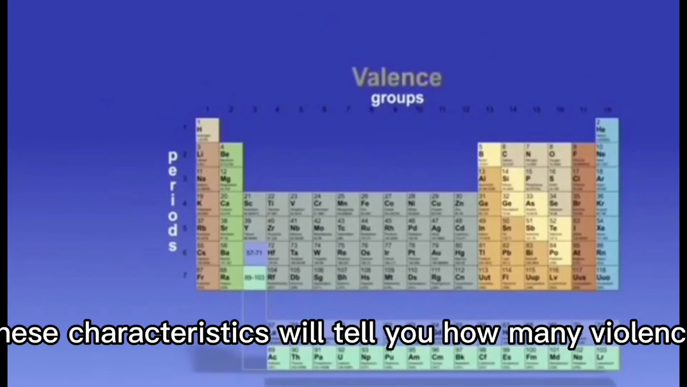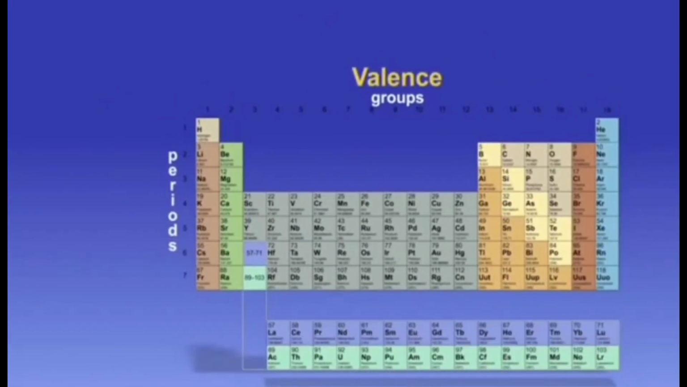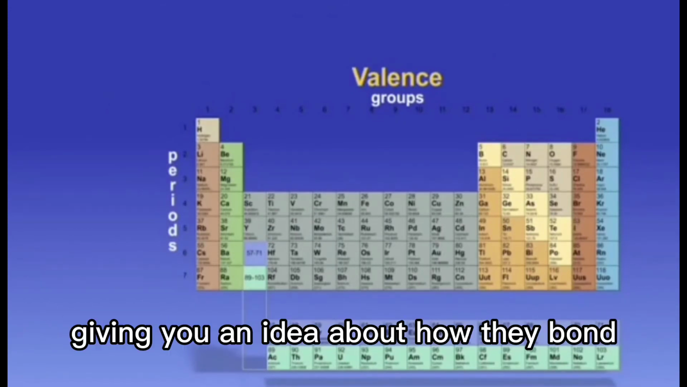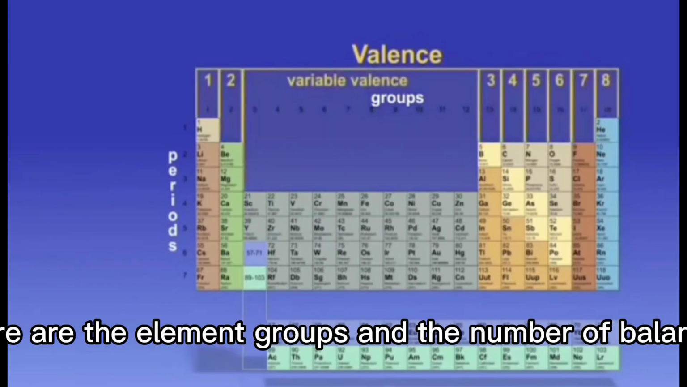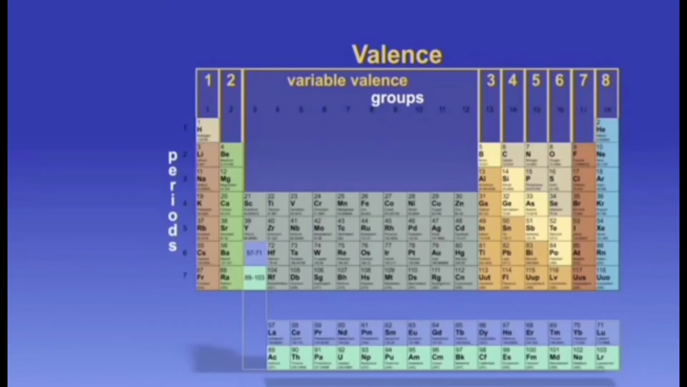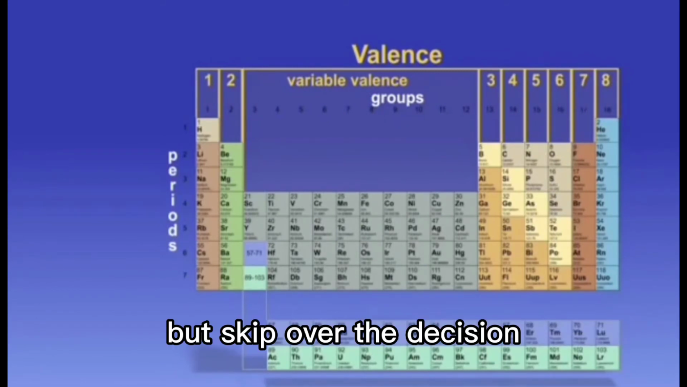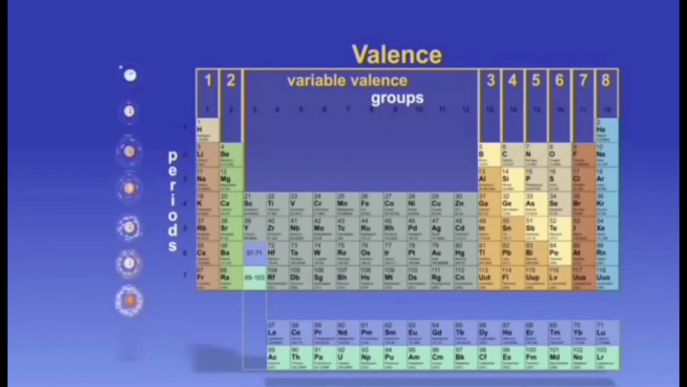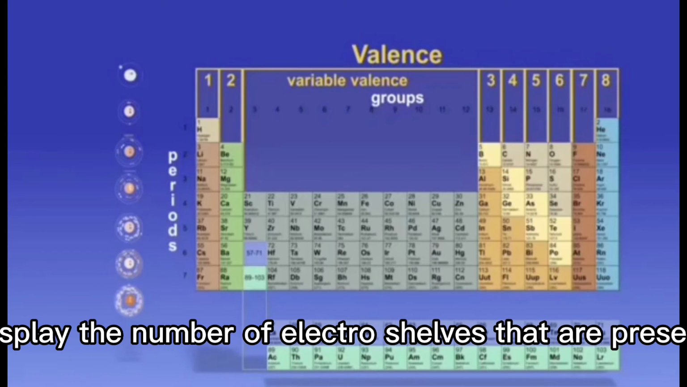These characteristics will tell you how many valence electrons, the electrons in the outer shell of the atom, are present in that atom, giving you an idea about how they bond. Here are the element groups and the number of valence electrons present. Count from the left, but skip over the transition metals because these are a little more complex. The periods display the number of electron shells that are present in the atom.